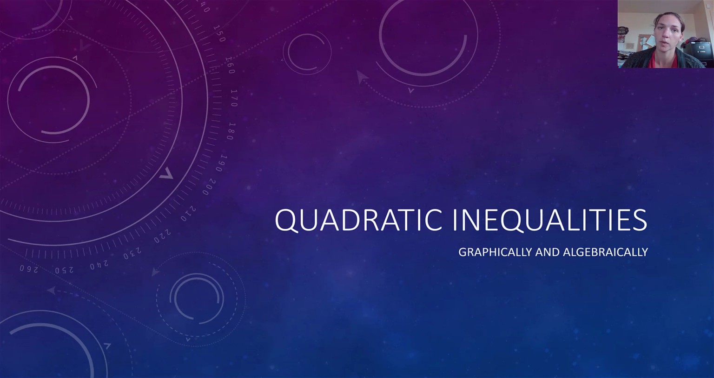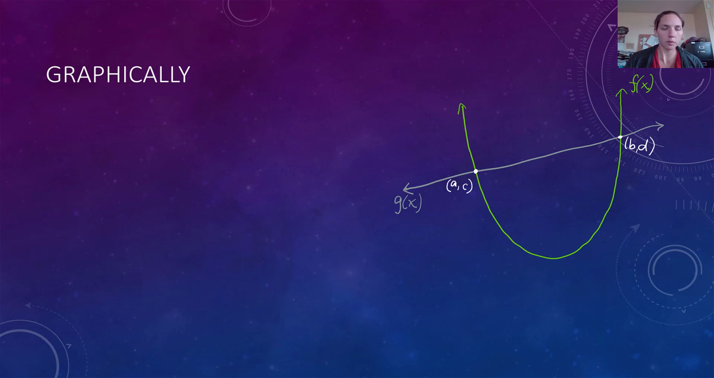So now we're going to move on to more with quadratics, but now we're talking about inequalities. The first way we want to talk about quadratic inequalities is graphically. So we have a parabola, a positive parabola opens up, and a linear function that intersects it. And so the intersection points are A, C and B, D.